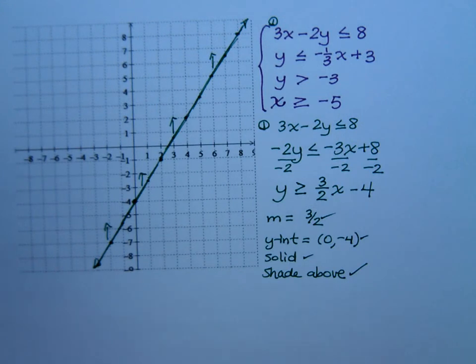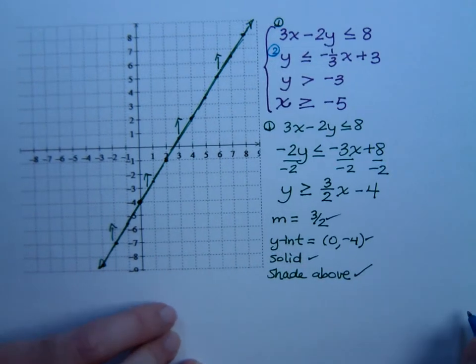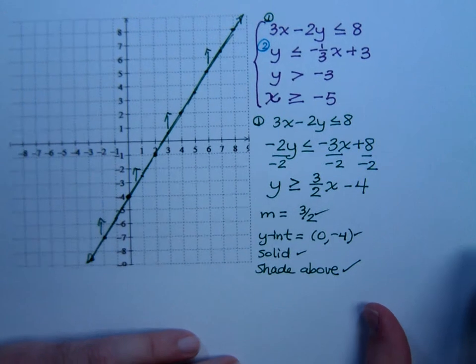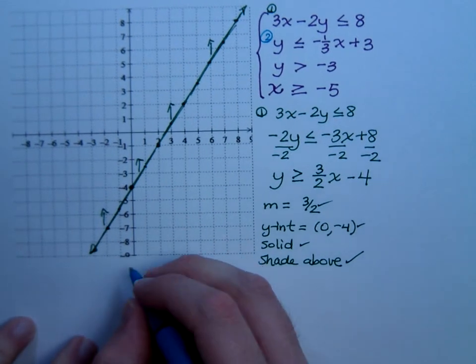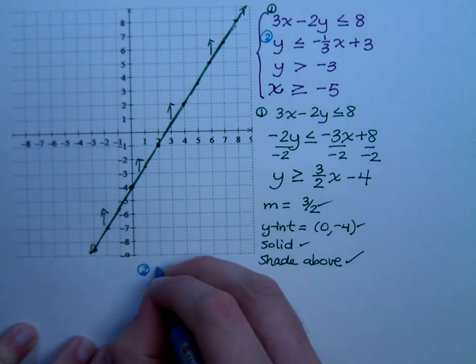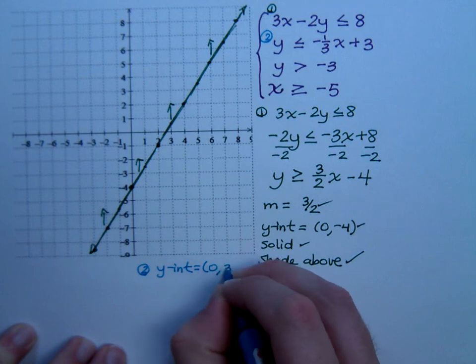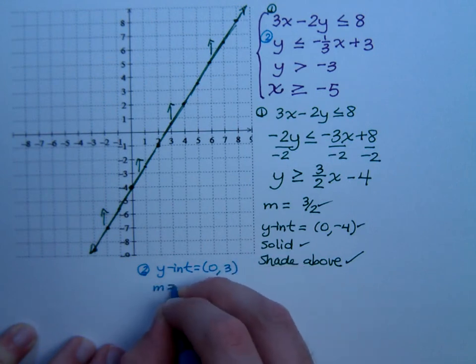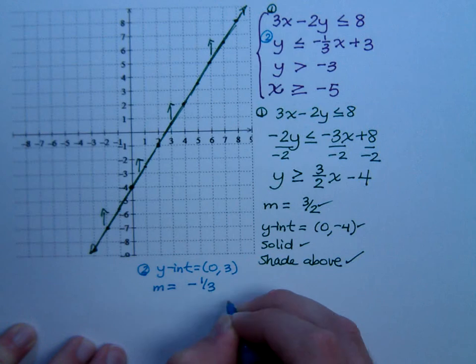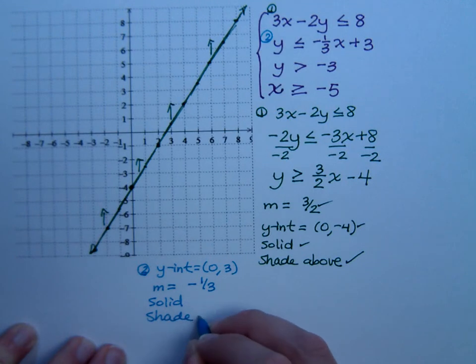Gotta love it. If I look here at the second guy right here, what do you know about the second guy? And put that down here. What do you know about him? The y-intercept is 0, 3. What's the slope? Negative 1/3. Is it solid or dashed? This guy is also solid and shading where? Shade below.